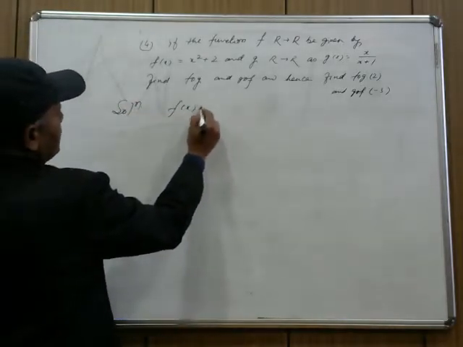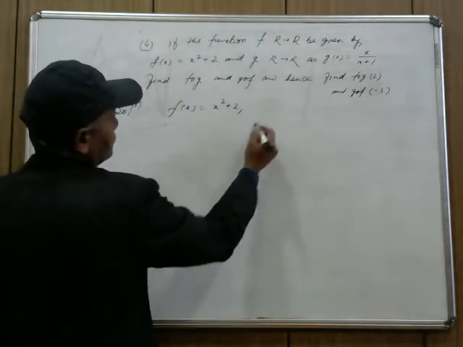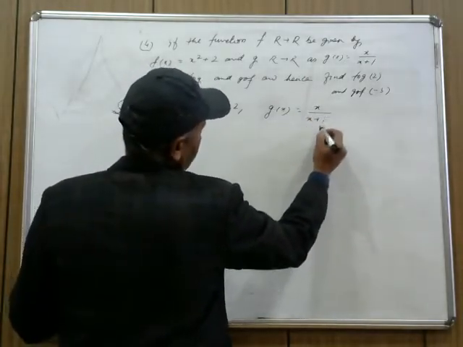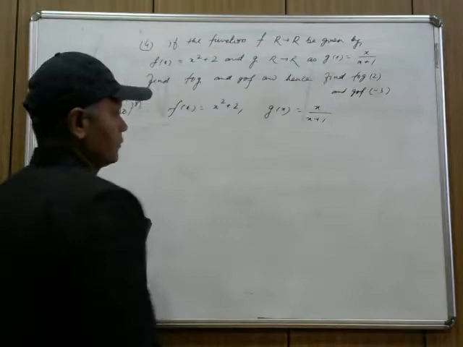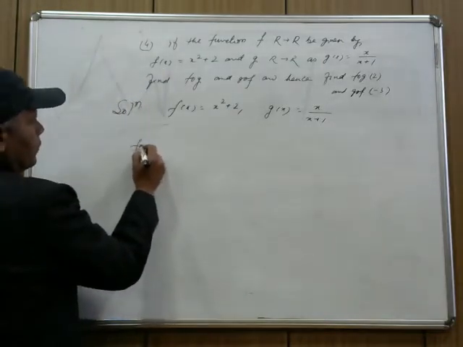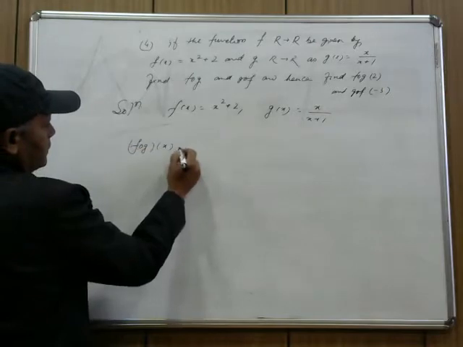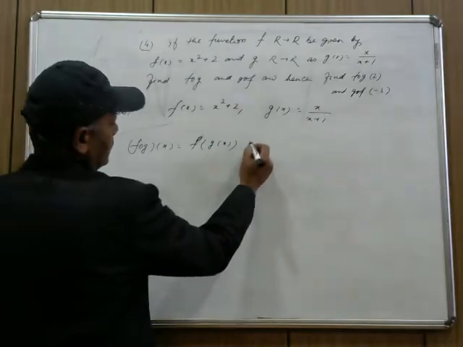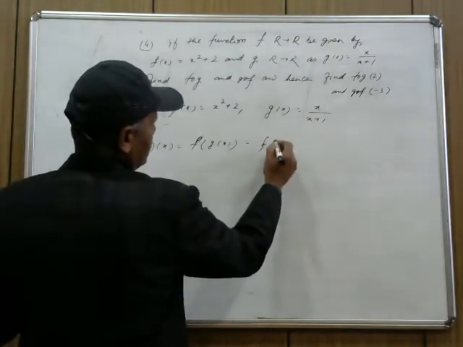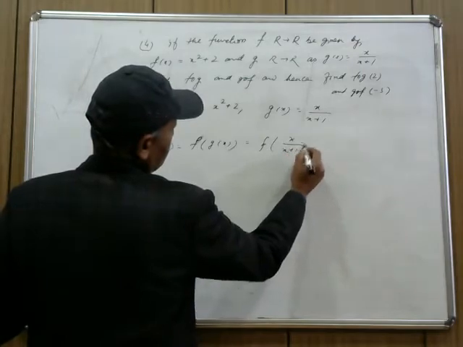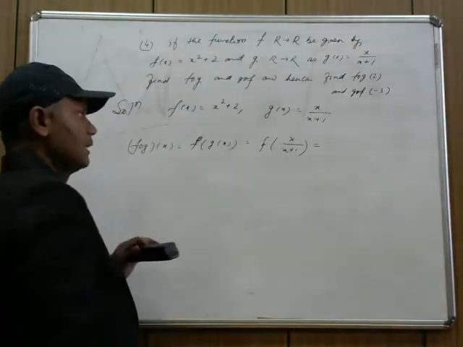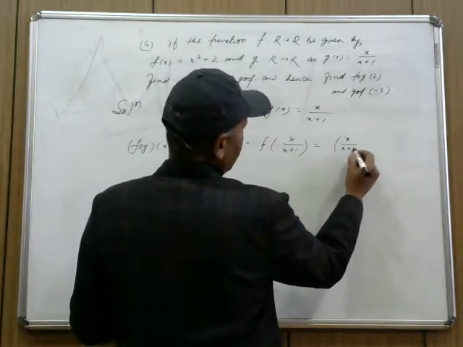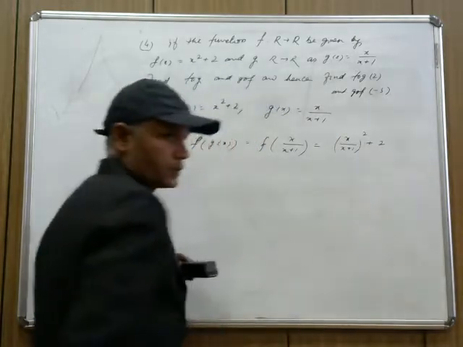See, f of x is given as x square plus 2 and g of x is given as x upon x plus 1, where x is not equal to minus 1, of course. Now fog of x is equal to f of g of x, which is f of x upon x plus 1. Now f of x is equal to x square plus 2. So now it is x upon x plus 1 whole square plus 2.